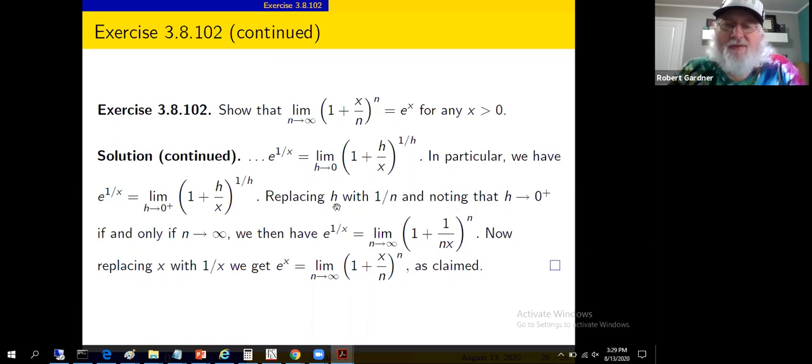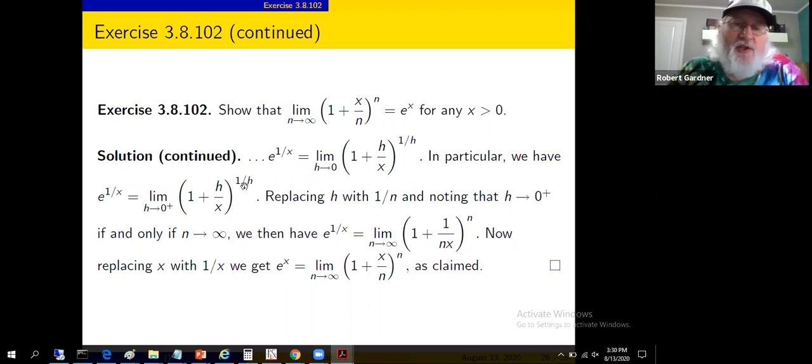Well, if h approaches 0 from the positive direction, that's going to imply that n needs to approach positive infinity, and vice versa. So replacing h with 1 over n, noticing with that replacement, h goes to 0 from the positive side if and only if n approaches positive infinity. That's why I had to look at the one-sided limit deal. Then we can make the substitution, replacing h with 1 over n, or 1 over h with n, same thing.